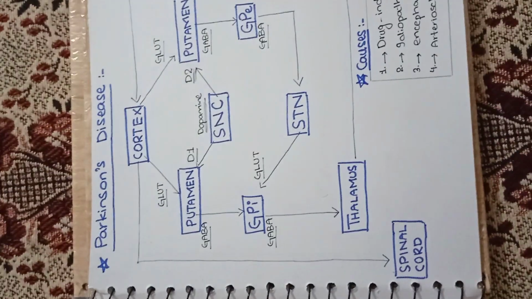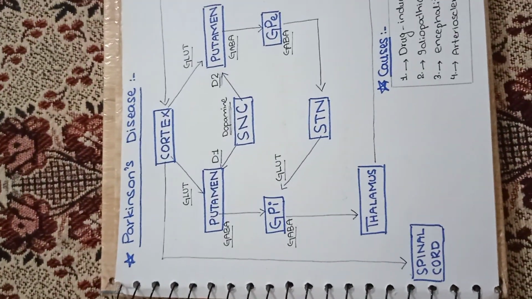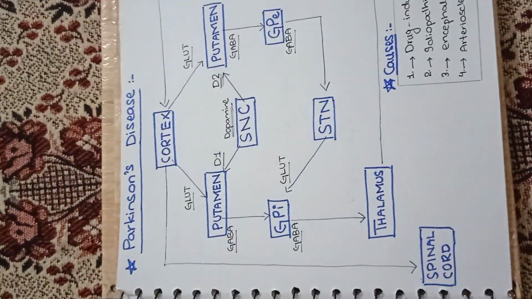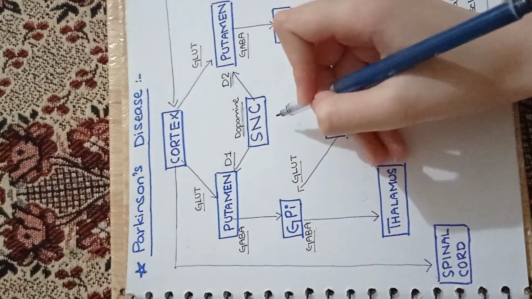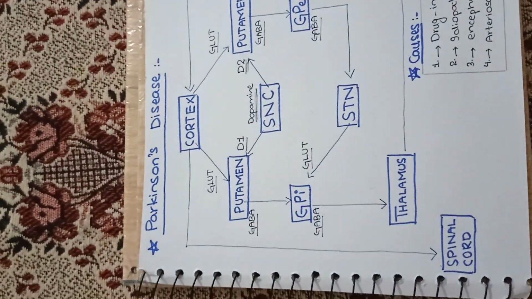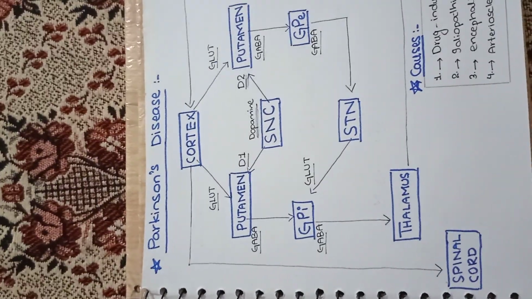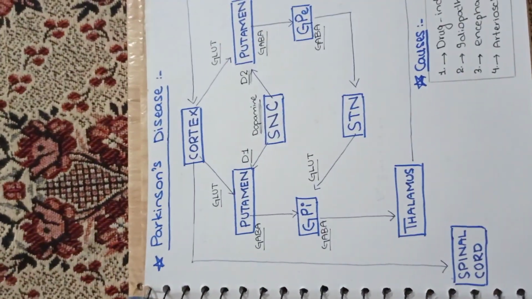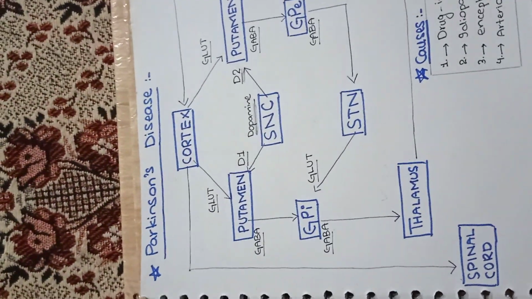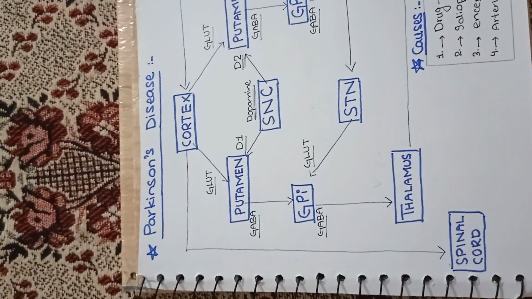Parkinson's disease is a progressive neurodegenerative disease caused by the death or degeneration of the dopamine producing cells in the pars compacta of the substantia nigra. It is the most common and the most severe neurodegenerative disease, and it is also very important from the exam point of view. So in order to understand Parkinson's disease better, we will first have to look into the direct and the indirect movement pathways of the basal ganglia.